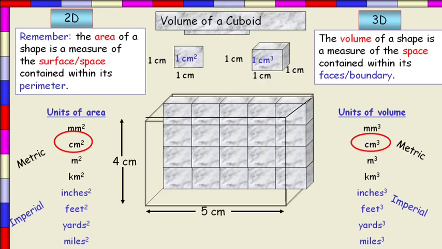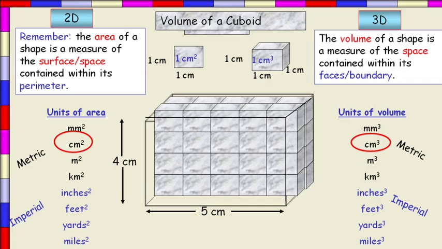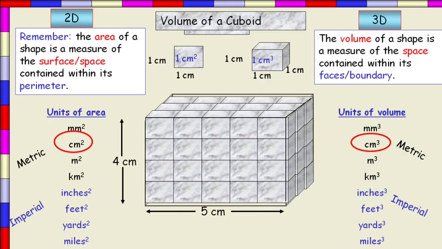Similarly, we can place 15 more. 20 cubes are placed in this cuboid. Similarly, we can place 20 more in this cuboid. So total, till now, 40 centimeter cube. We can place 20 more.